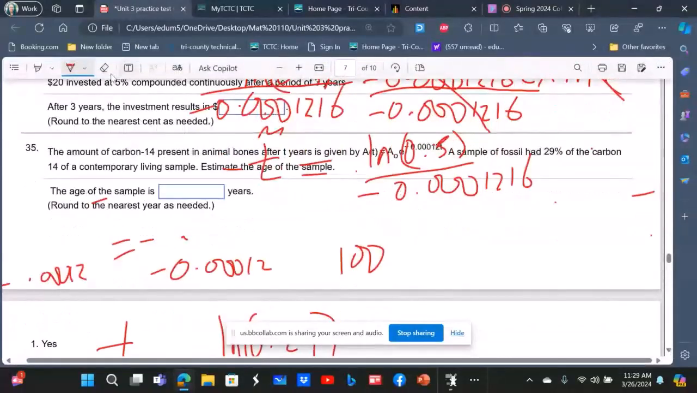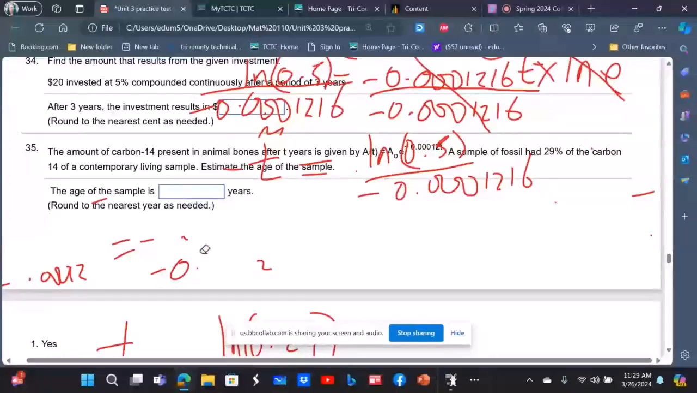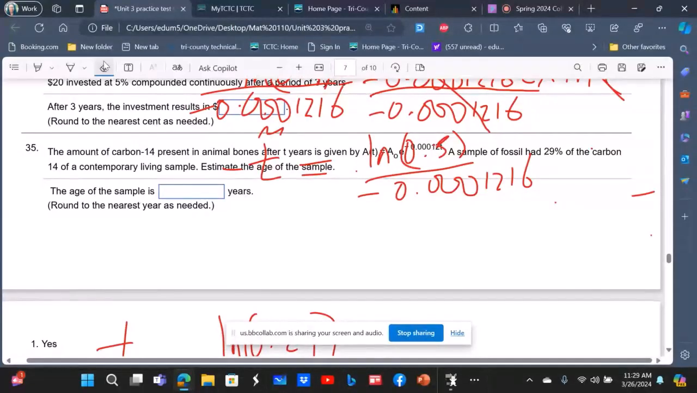Take your time. Instead of making a mistake, do it step by step. I like to put in natural log of 0.5, get an answer, then divide by the coefficient of t. And that's what I'm going to do right now, so I'll get my calculator.